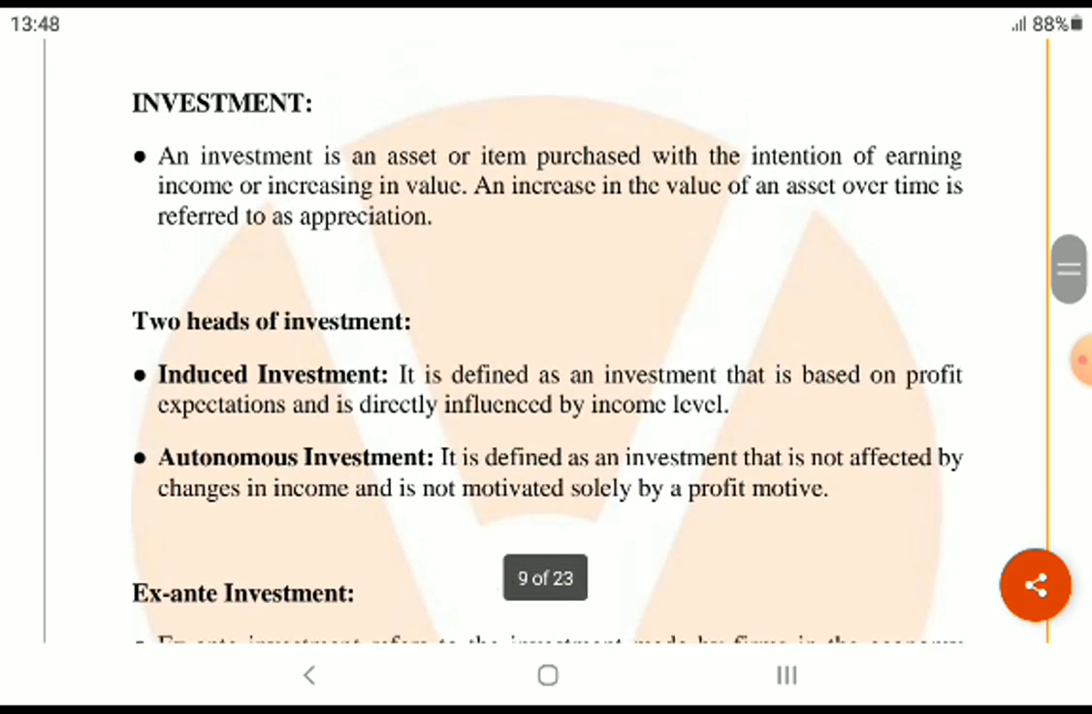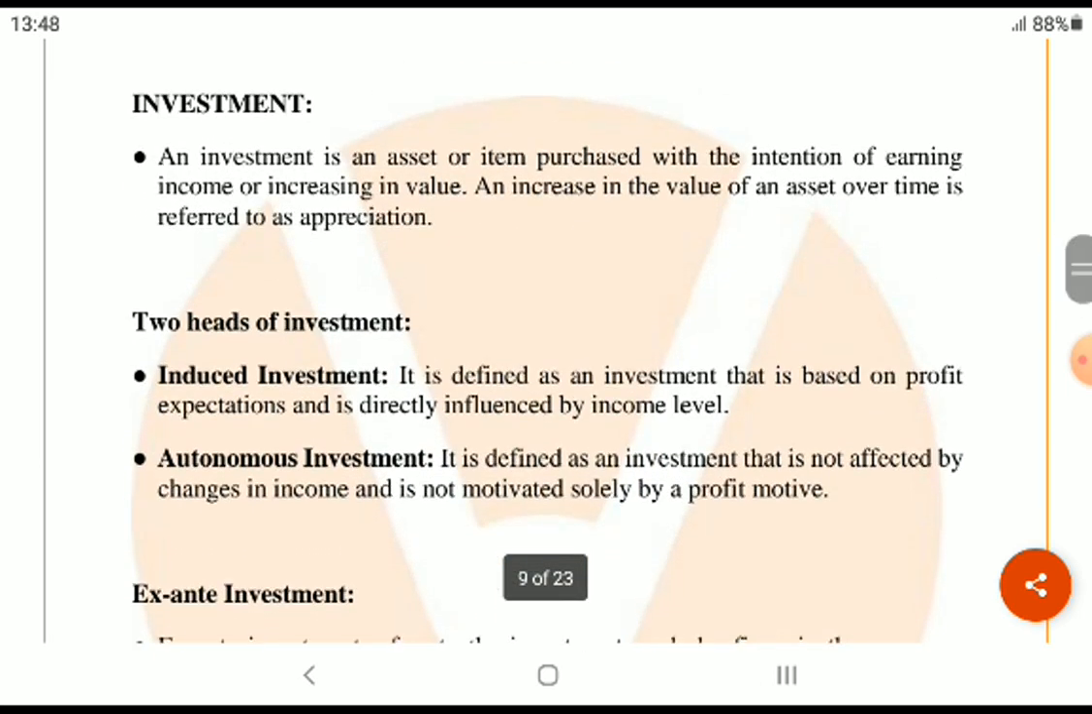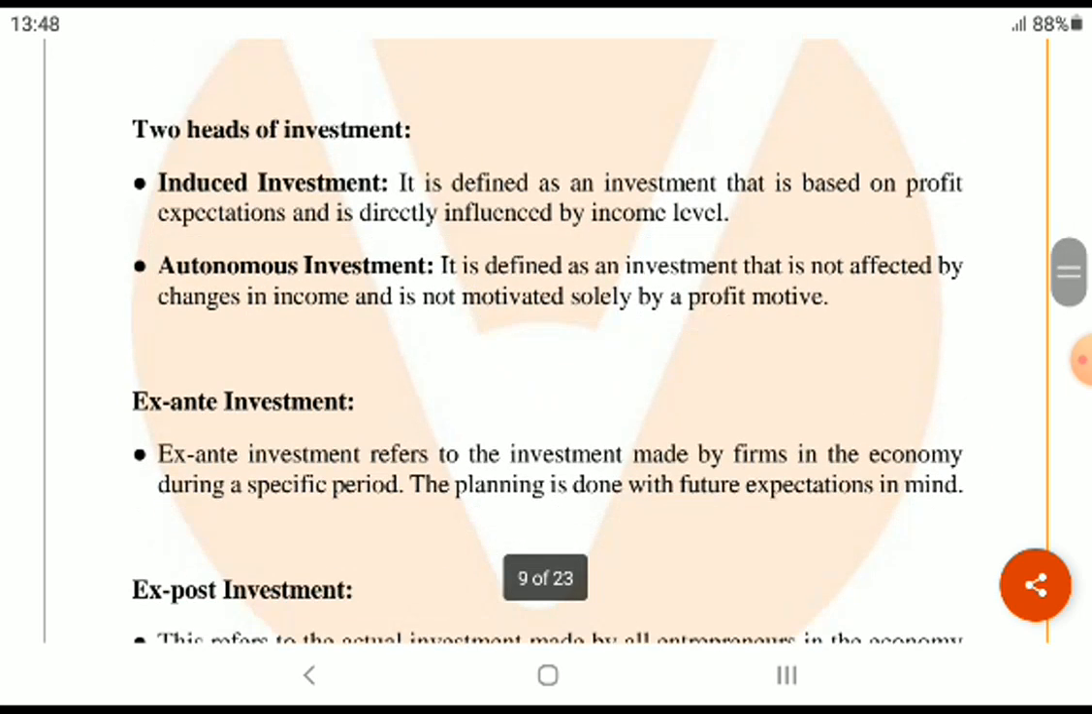Next is investment. An investment is an asset or item purchased with an intention of earning income or increasing in value. An increase in the value of an asset over time is referred to as appreciation. Two heads of investment are there: induced investment and autonomous investment. Induced investment is defined as an investment that is based on profit expectation and is directly influenced by income level. Autonomous investment is defined as an investment that is not affected by changes in income and is not motivated solely by a profit motive.